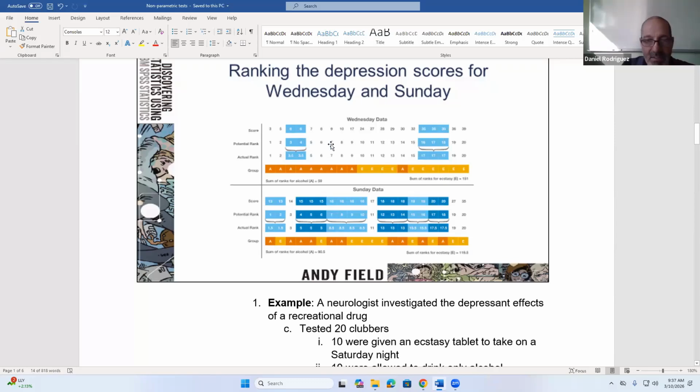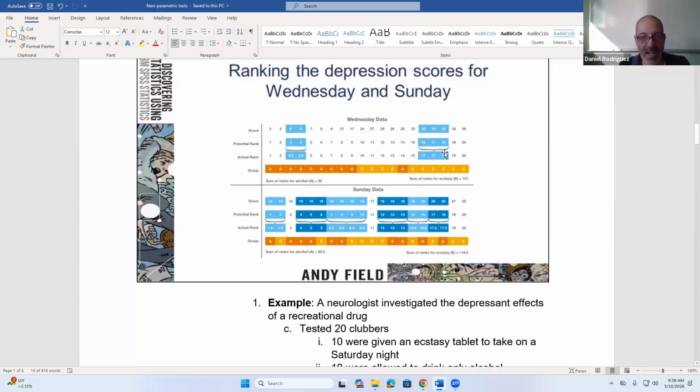So you start here, 6, 7, 8, 9, 10, and so on, 11, 16, and then 35, 35, and 35. That would be 16, 17, and 18. So we take the average of those three, which is 17, right? 16 plus 17 plus 18 divided by 3 is 17. So these are the actual ranks, and we get the actual ranks for all the data.